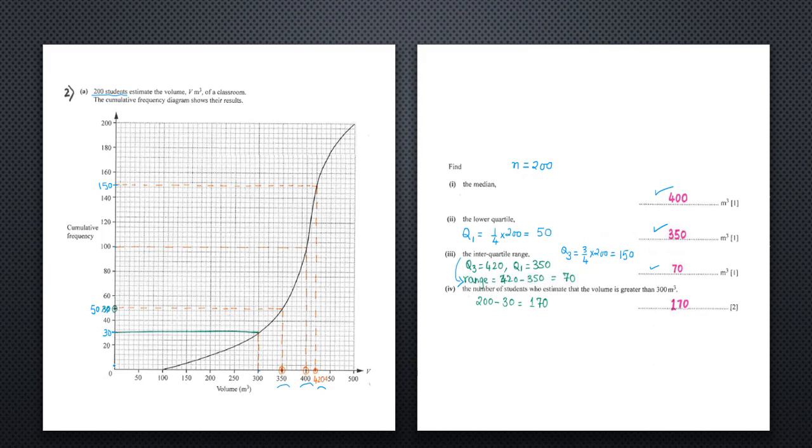So which means I can say 30 students estimate the volume to be less than 300 meter cube. Well, if 30 students estimate the volume to be less than 300 meter cube, then obviously 200 minus 30, because 200 is the total number of students, are the number of students who estimate the volume to be greater than 300 meter cube. So that gives us the answer 170.